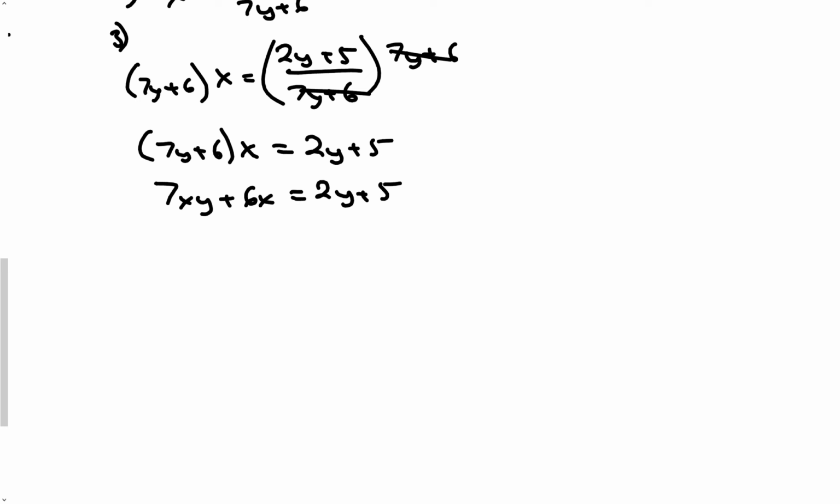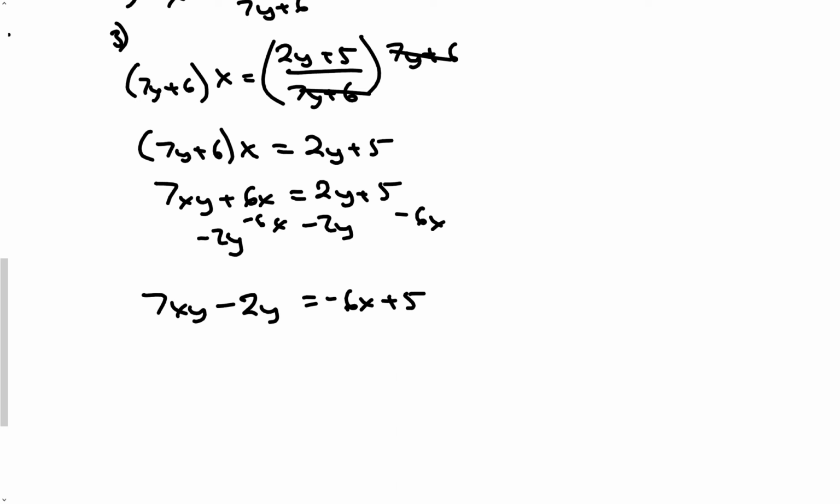And now to get all these y's together, I'm going to put them on the same side. 7xy and 2y are not like terms, but I can still subtract it from both sides and get 7xy minus 2y. I'm also going to subtract the 6x from both sides to give me negative 6x plus 5. Now, because both of these terms on the left have a y, I can factor it out. And now we can see, hopefully, my last step is to divide out the 7x minus 2.